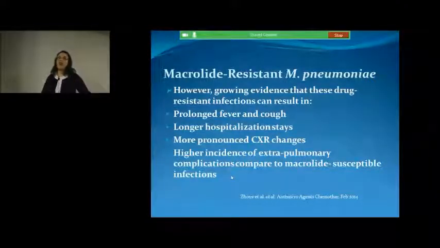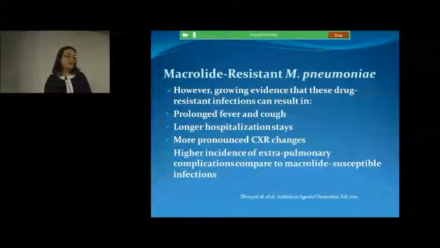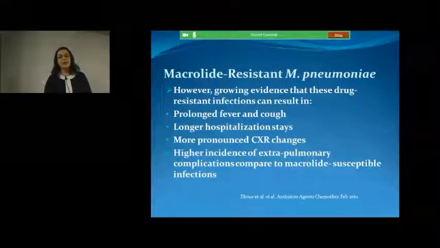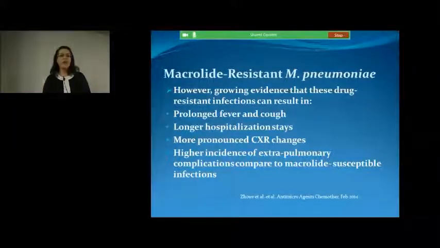So the literature has a lot of case reports of macrolide-resistant Mycoplasma pneumoniae infection, most of the cases coming from Asia: Japan, China, Korea, the areas where macrolide-resistant Mycoplasma pneumoniae has become a public health issue.